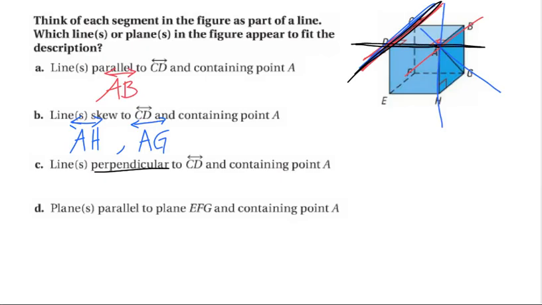And lastly, the plane that's parallel to plane EFG. If you look at our picture, that's this bottom side. If you think of this as a Kleenex box, it's the bottom of the Kleenex box. So there's the plane EFG, and it contains point A. The plane that is parallel to that would be your plane DCB. So it's this top side of our box.